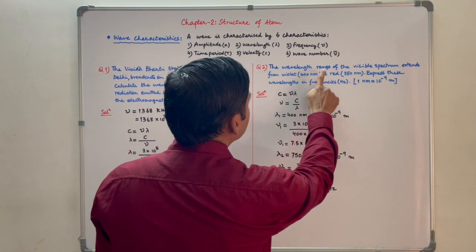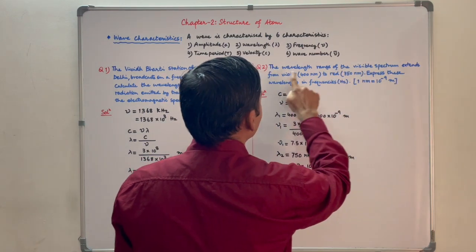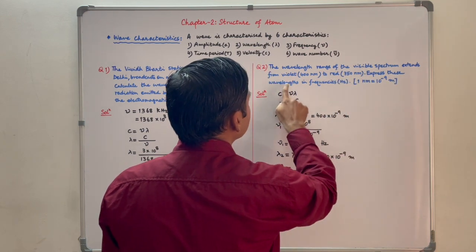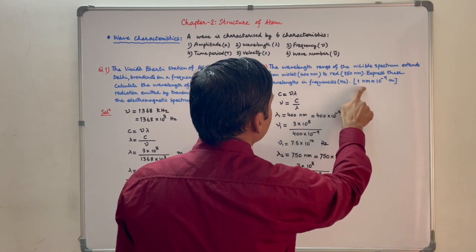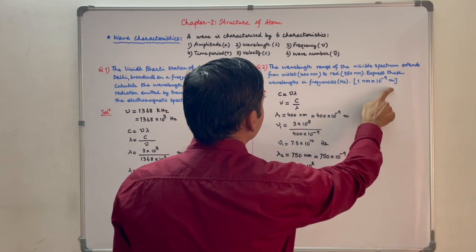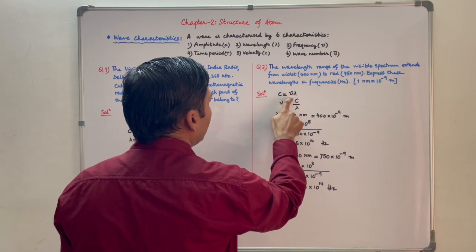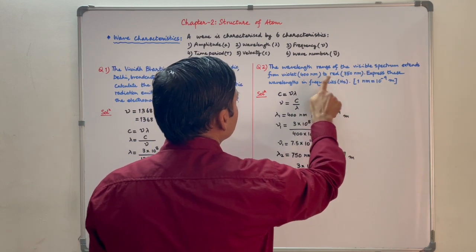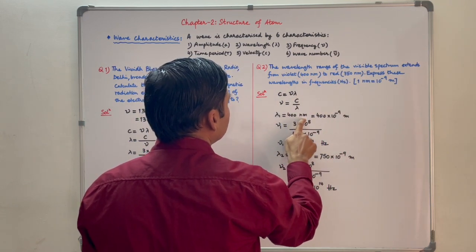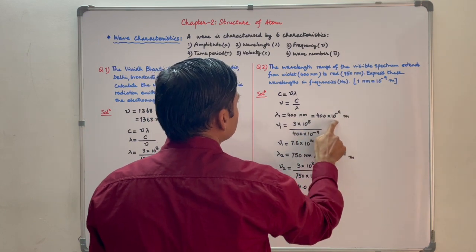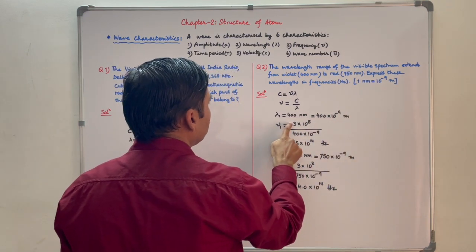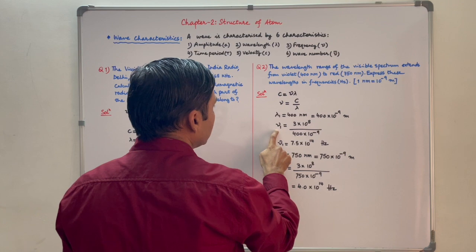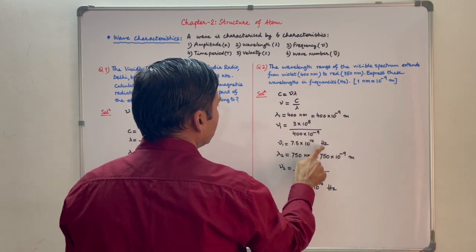Second question, the wavelength range of the visible spectrum extends from violet 400 nanometer to red 750 nanometer. Express these wavelengths in frequencies Hertz. Given 1 nanometer is equal to 10 to power minus 9 meter. We know that c is equal to nu lambda, or nu is equal to c by lambda. Let's say this is lambda 1 and this is lambda 2. So lambda 1 is given as 400 nanometer, which is 400 into 10 to power minus 9 meter. So nu 1 is equal to c upon lambda 1. Value of c is equal to 3 into 10 to power 8 meter per second. So nu 1 comes out to be 7.5 into 10 to power 14 Hertz.